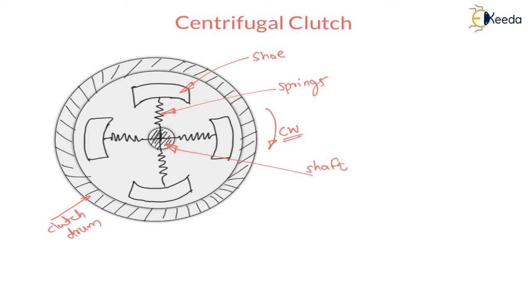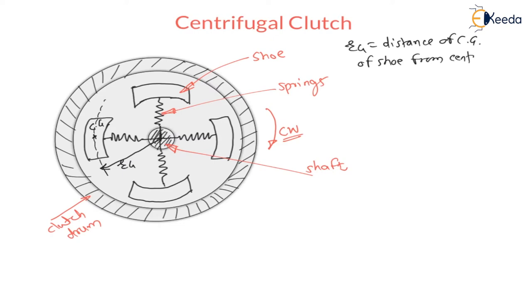Now let us say for this shoe, the CG of the shoe is somewhere here. This is the center of gravity of the shoe. Now the distance of the center of gravity CG of the shoe from the center of the shaft is RG. This we are saying as RG.